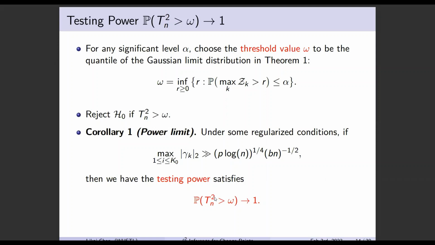Here is just a result about the power. So gamma k, recall that gamma k is the jump vector. So if the jump vector is not too small, then the testing power will go to 1.